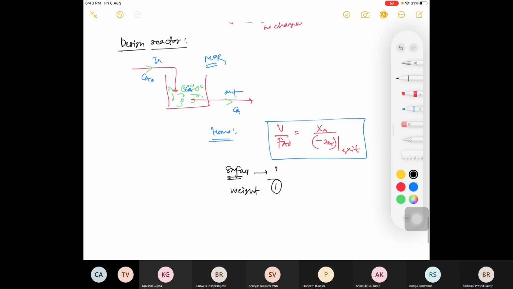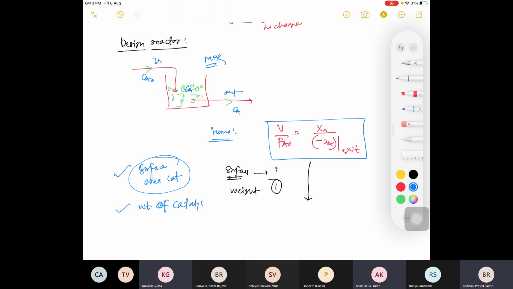Now I want to convert this equation into weight of catalyst. Can you measure the surface area of catalyst? Or is it easy to measure the weight of catalyst? Weight of catalyst. Okay, so it is feasible to measure the weight of catalyst. That's why I'm converting this equation into weight of catalyst.